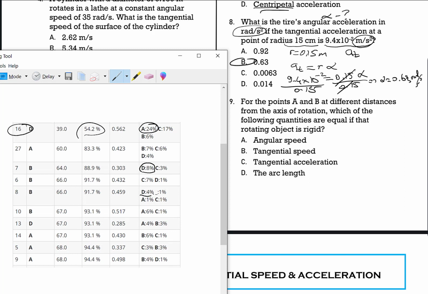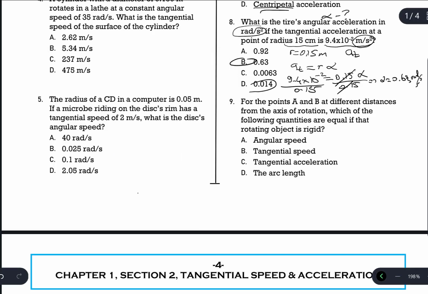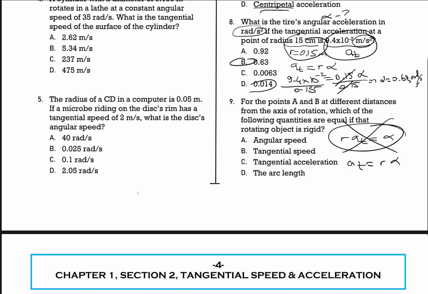So what is the incorrect answer given here? Choice D, 74% chose this incorrect answer. Choice D is 0.014. How do you get choice D? Because you don't write the equation. By multiplying this and that number, you calculate choice D. If you multiply R by AT, you can get it, but this is not the equation which we are talking about. Our equation is AT is equal to R times alpha, not alpha is equal to R times AT. So you should be careful about the equations. First you should write the equations, then continue with the problem solution.